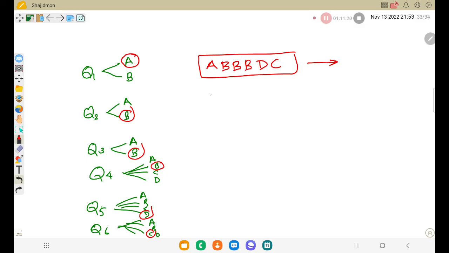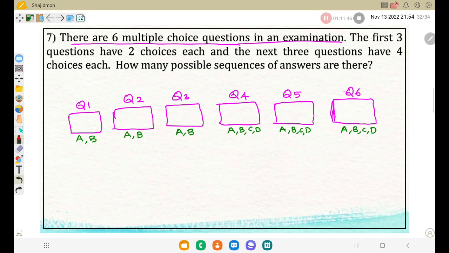In the same way we can generate many answer sequences. For example, question 1 answer is B, question 2 answer is A, question 3 answer is A, question 4 answer is D, question 5 C, question 6 A, like that. We don't know which is the answer, but we are checking all the possibilities, how many possible answer keys we can prepare for these 6 questions. That is the question we are doing here, correct?